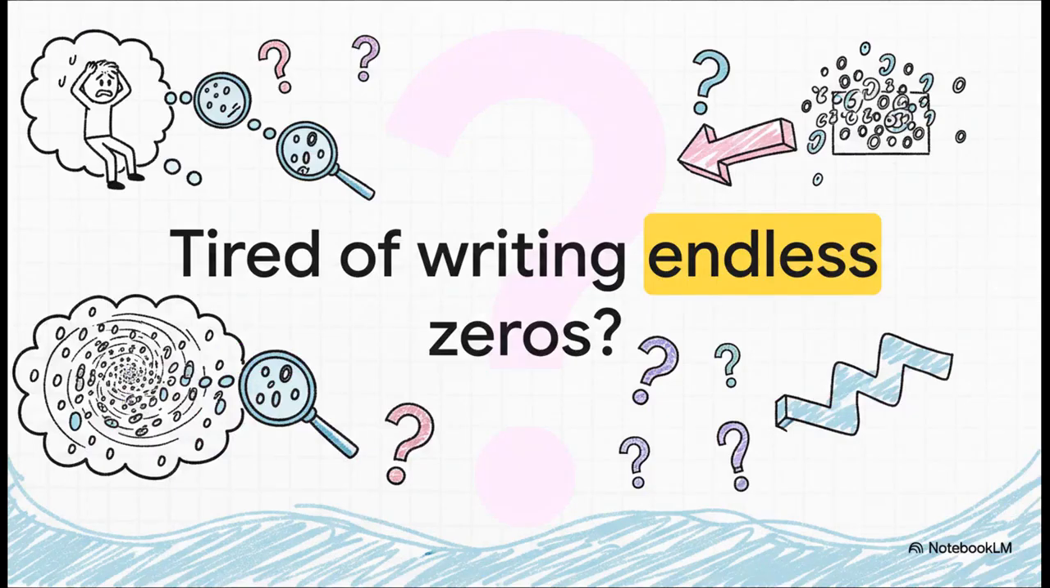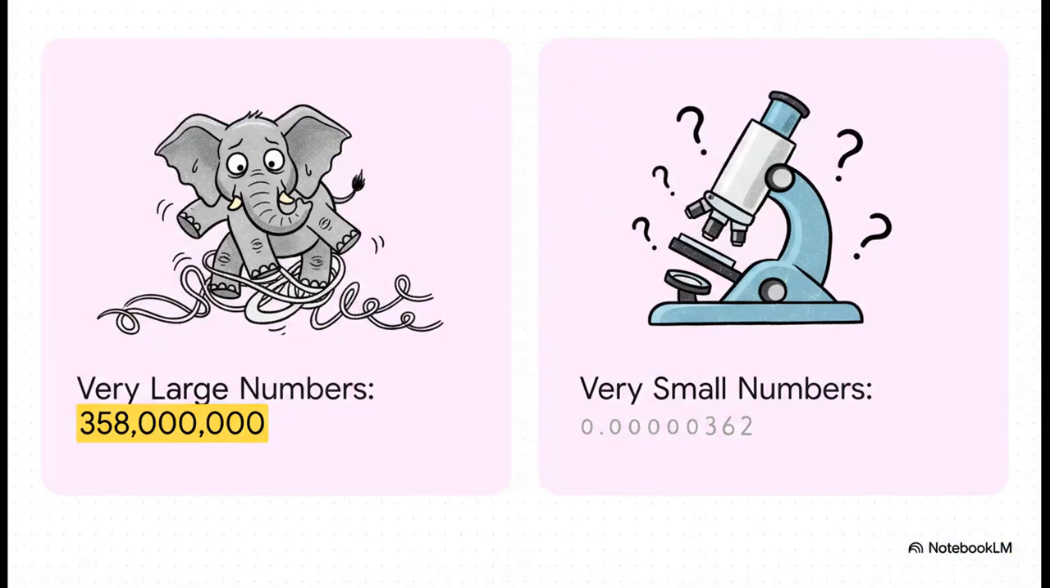Seriously, have you ever been writing out a huge number and felt like you're just drowning in zeros? You count them, you lose your place, you count them again, and you're still not sure you got it right. It's a total pain. I mean, just look at these. Writing them out like this is not just awkward, it's practically begging for a mistake. One little slip up with a zero, and your whole calculation is completely wrong.